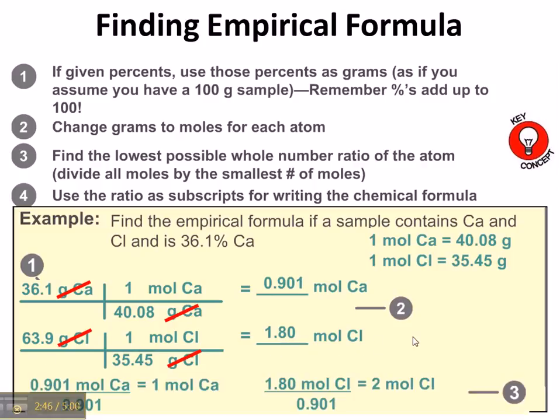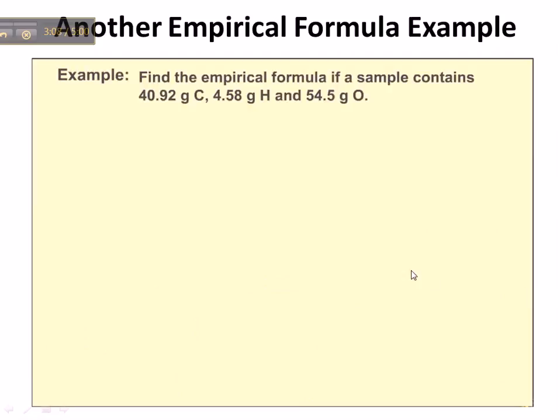Doing the same exercise, you divide by, let's move this out of the way so you can see, you divide by the lowest number, right? That's step 3. So you get 1 mole of calcium. You need that whole number. And then you do the same thing. You divide by that small number and you get 2. So now we've got our ratio, 1 to 2. So that gives us the empirical formula. All right? Let's do one more example.